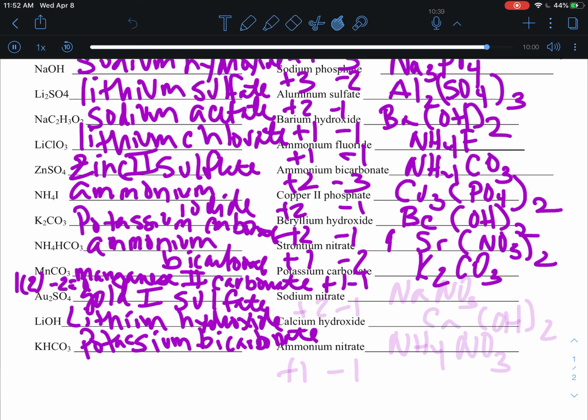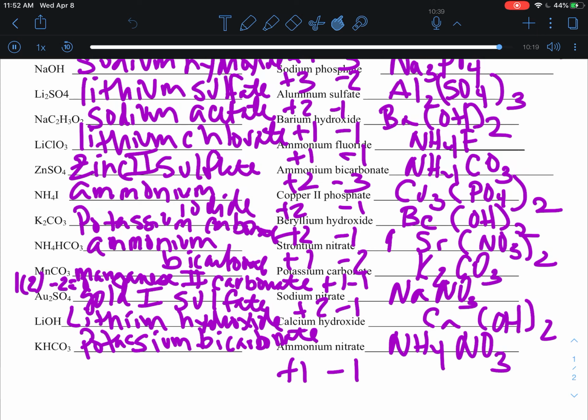Sodium nitrite, +1 -1, so it's just NaNO3. +2 -1, right? Calcium hydroxide. And then ammonium nitrate, +1 -1. That's going to be NH4NO3. Okay, so that is writing formulas and naming with polyatomic ions, but keep in mind I want you to be able to do both. And by both I mean that you should be able to do it for binary and polyatomic, and that's what we're going to move into next. All right, take care.